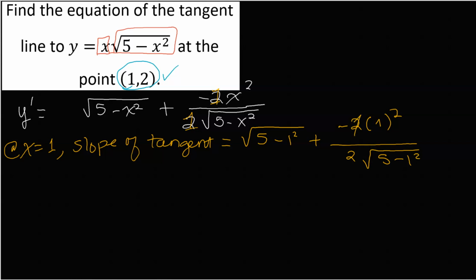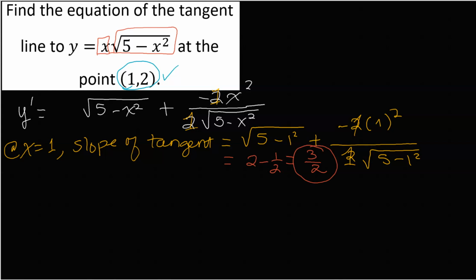So when we do this work, we will see that this right here is going to be 1/2. So this right here is going to be 2 minus 1/2, and 2 minus 1/2 is 3 over 2. So then the slope of the tangent line is 3 over 2.